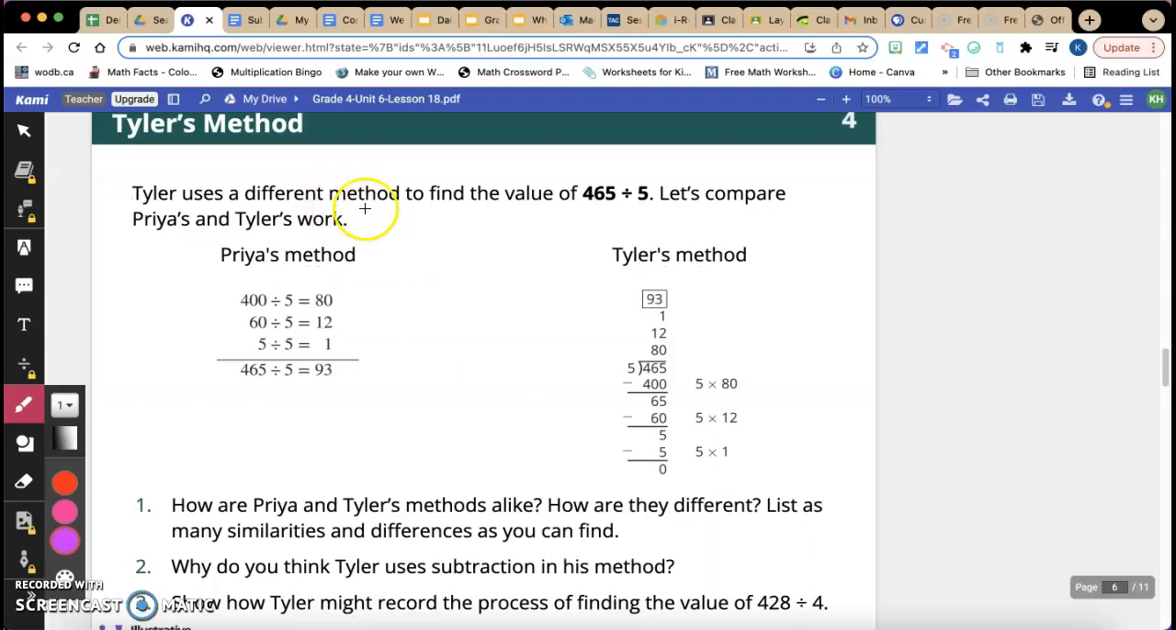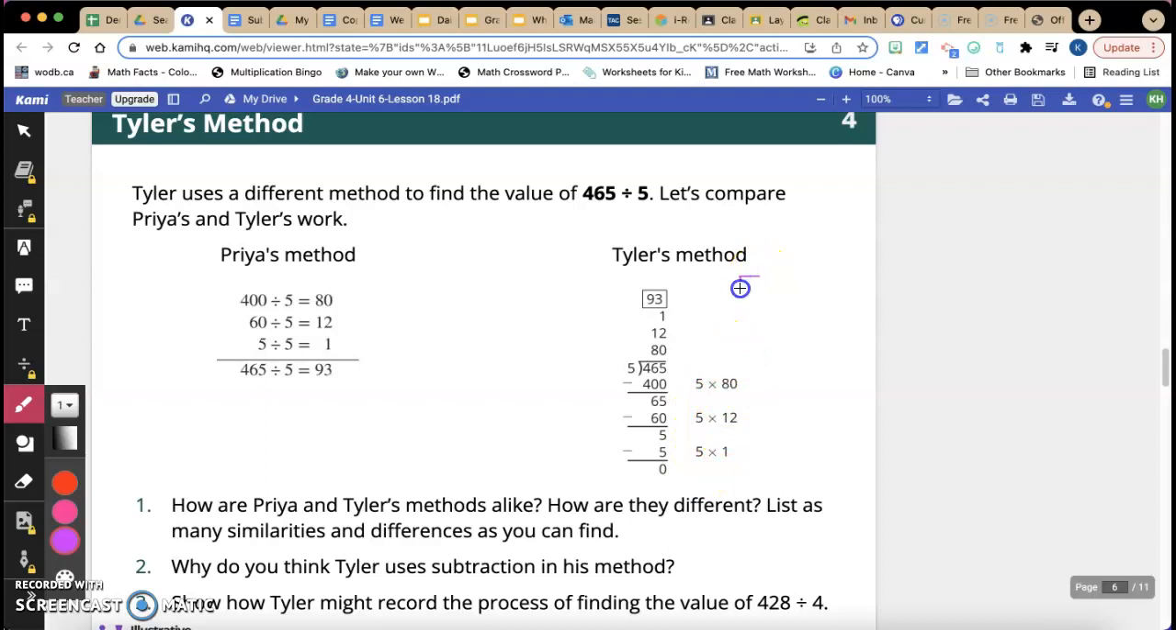So Tyler uses a different method to find the value of 465 divided by 5. Let's compare Priya and Tyler's work. So Priya took 465 and broke it into its parts. Let's see what Tyler did. Okay, so Tyler did partial quotients. It looks like he did some fast facts over here to the side.